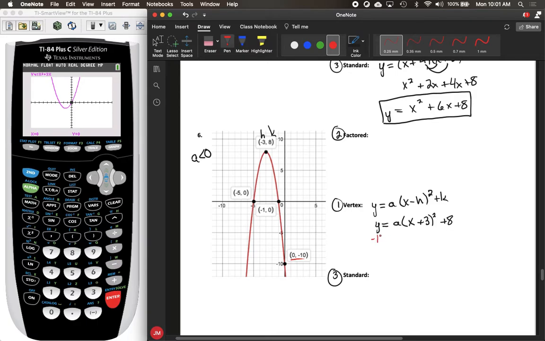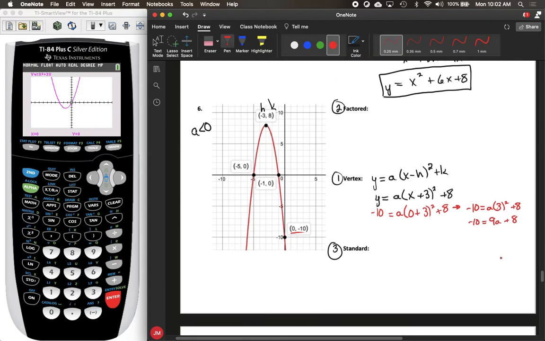So we'll put negative 10 in for y is equal to a parentheses, 0 goes in for x, plus 3 squared, plus 8. So let's go ahead and solve this equation for a. On the right side, we've got some simplifying we can do. 0 plus 3 is 3 squared, plus 8, which 3 squared is 9. So now here's the equation we need to solve.